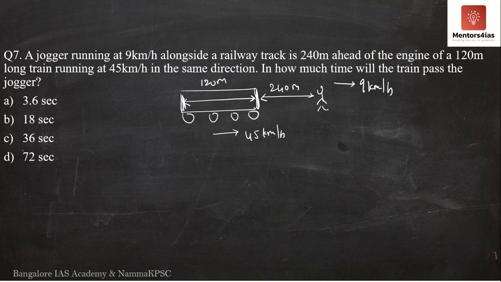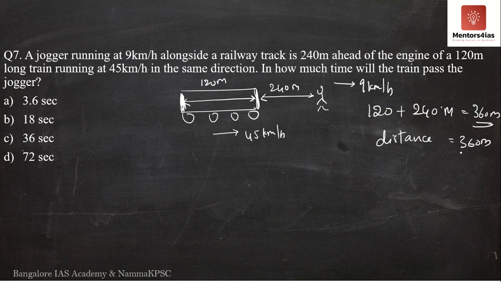What does this mean? This rear end should be passing him. For the rear end to pass him, what is the total distance covered? 120 meters plus 240 meters. This is nothing but 240 plus 120, which is 360 meters. Therefore, the total distance for us is the total length over here, which is equal to 360 meters.